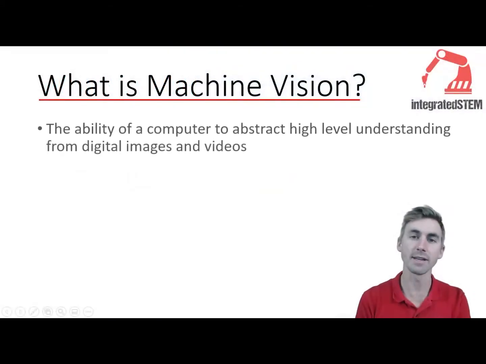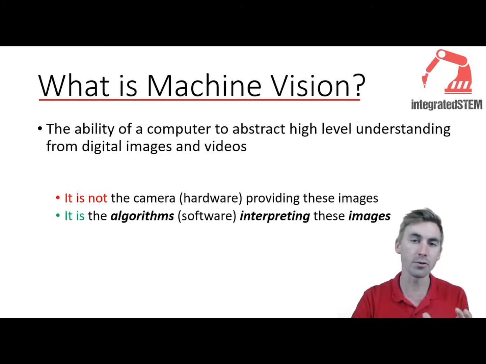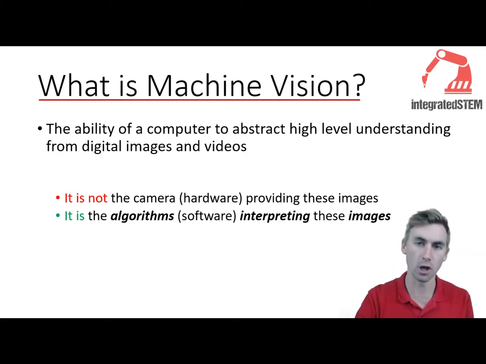Now, machine vision can be described as the ability of a computer to abstract high-level understanding or extract information from digital images or videos. It is not the camera or the hardware providing these images, it is the algorithms or the software interpreting them. I've got a crash course video here that does quite a good job of describing and introducing machine vision.